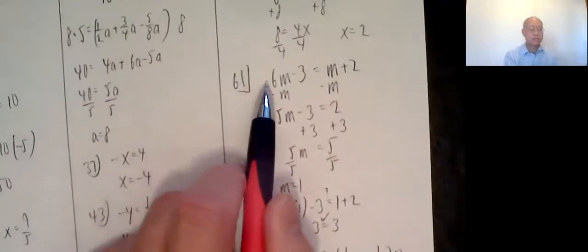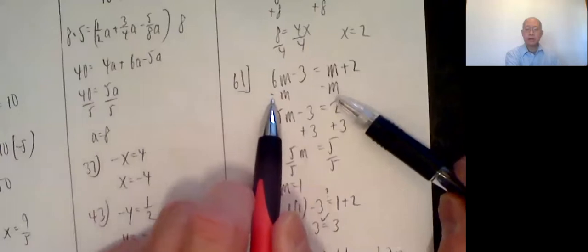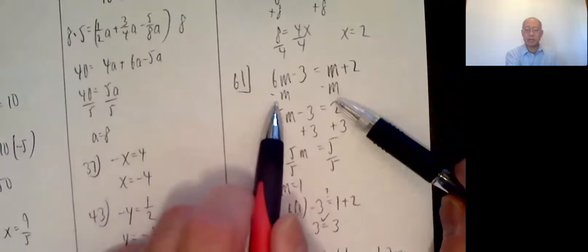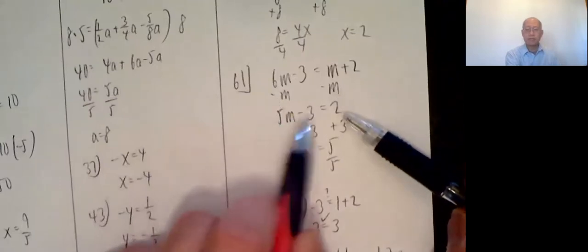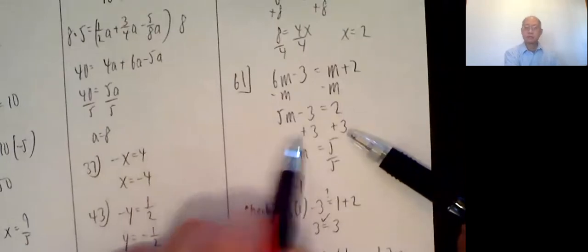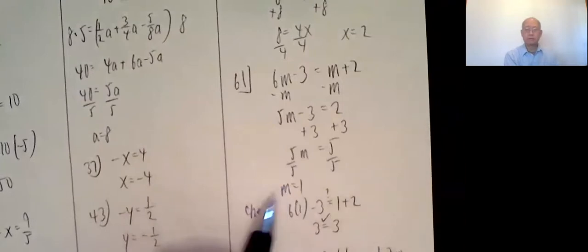Okay, 61. 6m minus 3 equals m plus 2. So subtract m on both sides. Okay, 6m minus m is 5m. Remember, this is like minus 1m. Minus 3 equals 2. Get rid of the minus 3, add 3. So 5m equals 5. Divide by 5. M is equal to 1.